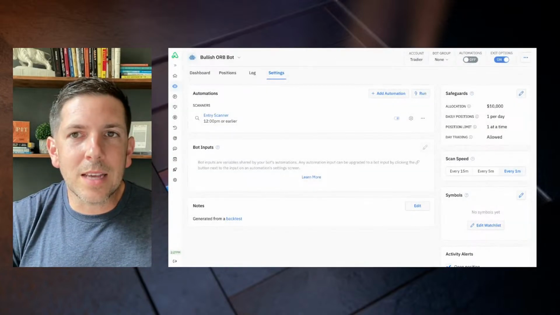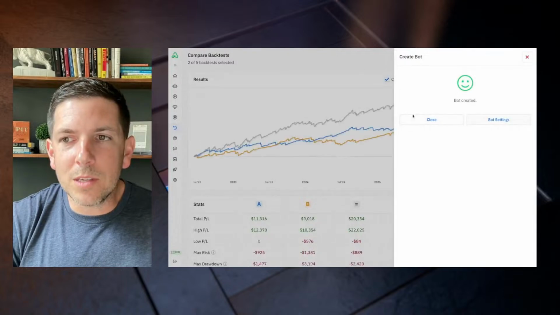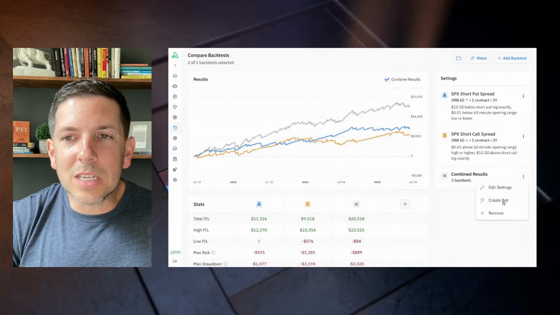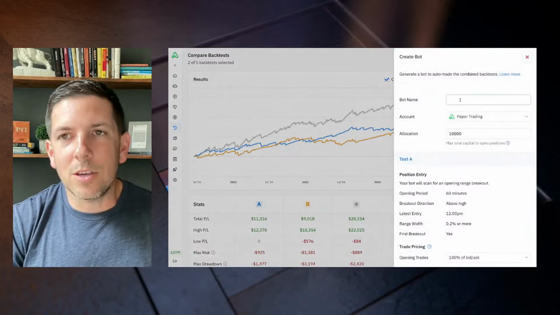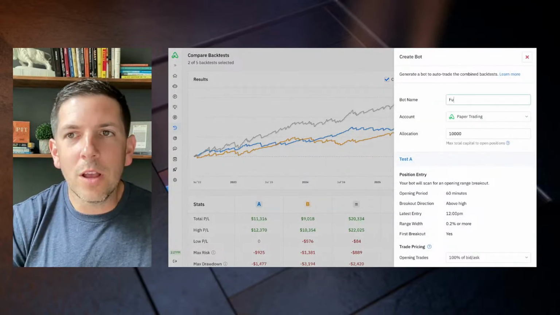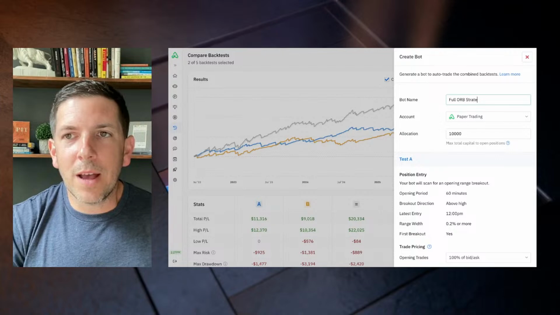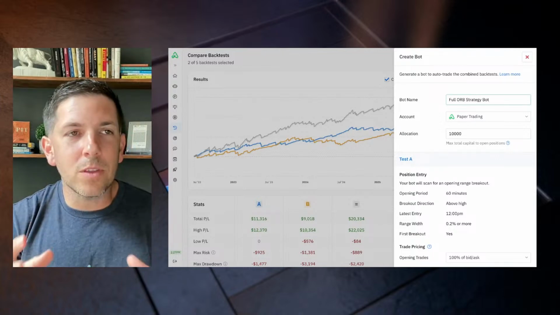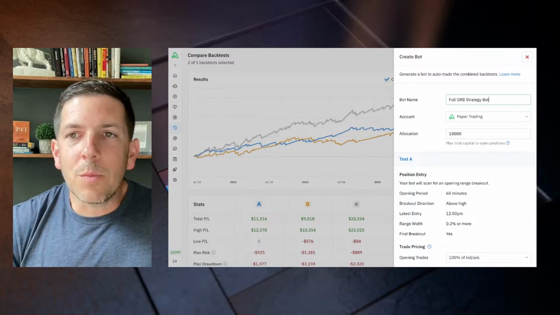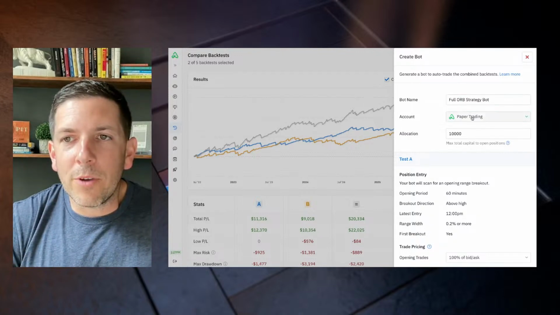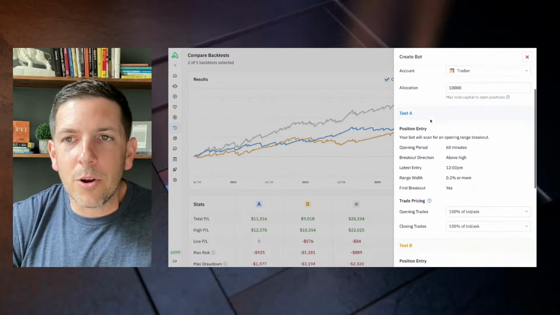Now, if you go back to this tab here, and let's say you like both of these positions, then what you can do is take the combined results and create a bot from the combined results. So that you can say something like full opening range breakout strategy bot, right? And this would take both of those backtests. This is the newest thing that you can do inside of the new release that we put in here: you can do the full opening range breakout. You can run it inside of your brokerage account.